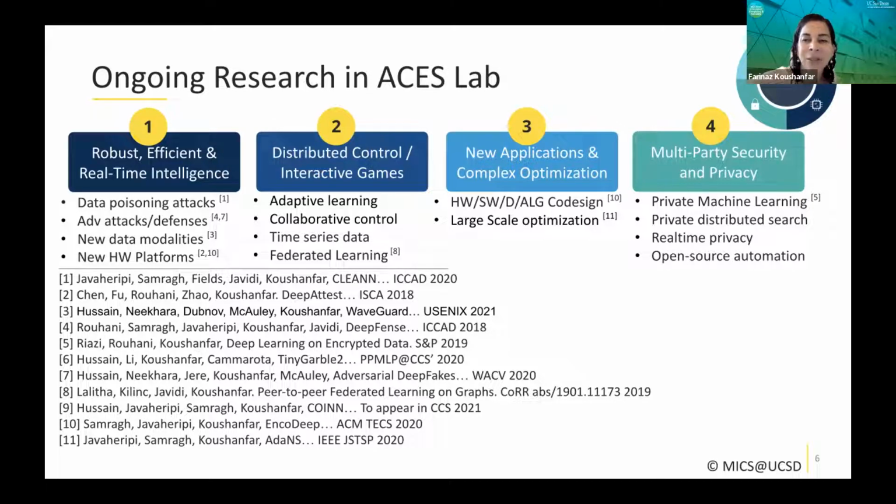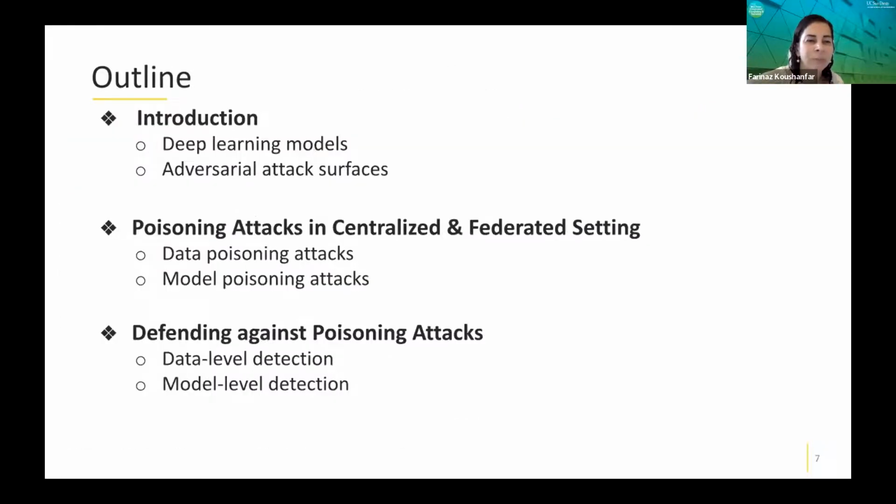Last but not least, there's a lot of need for multi-party security and privacy, private machine learning, and things like that, which I will not be covering in my talk today. My talk today will be mainly focused on 1 and 2. How do we do a robust, efficient real-time intelligence?